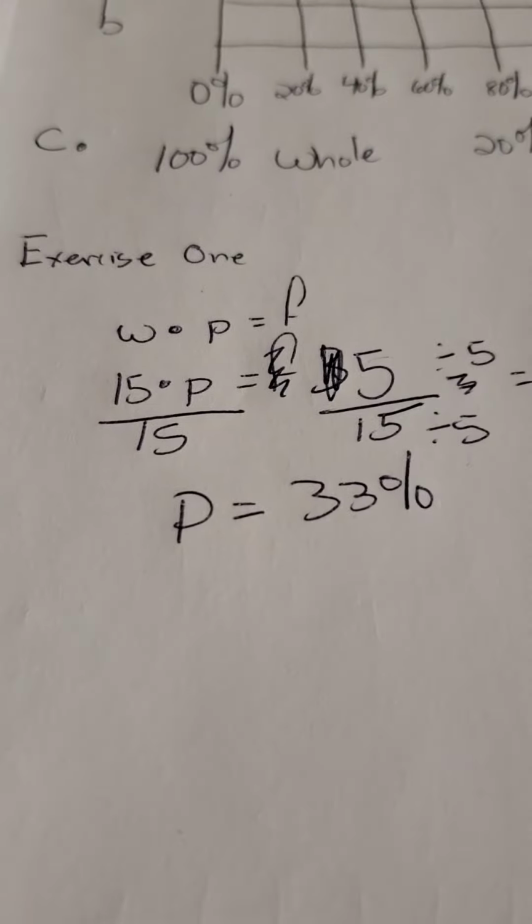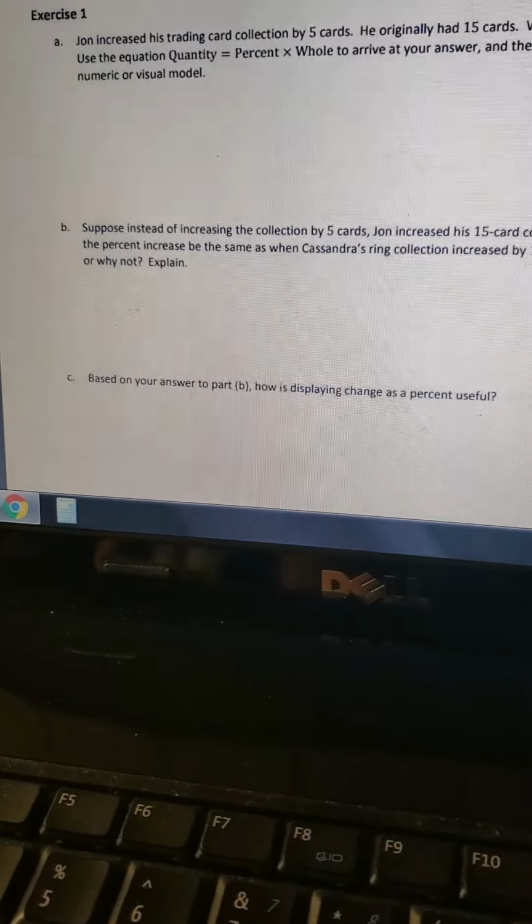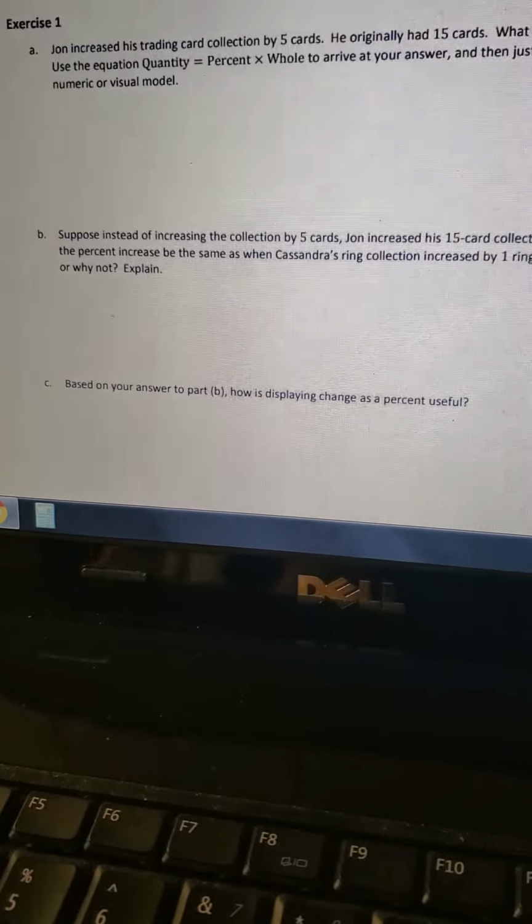Okay, so the next question goes off of this one. So it says, suppose instead of increasing the collection by 5 cards, John increased his 15-card collection by just 1 card. Will the percent increase be the same as when Cassandra increased her ring collection by 1? So if you remember, we got 1 new ring. Cassandra had an increase of 20%. So go ahead and substitute for that problem, and then when you're ready, resume the video.